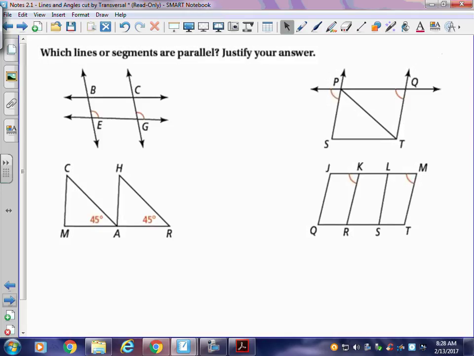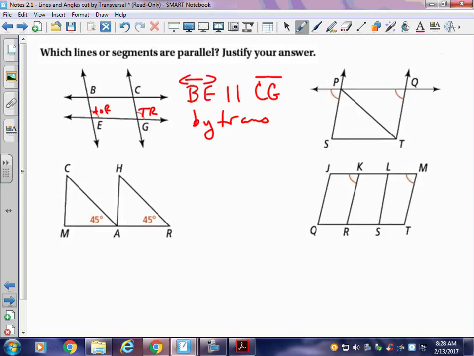Which lines or segments are parallel? So we look at these positions and decide. So this is top right. So that makes them corresponding. Since they are on the transversal of EG, then the BE line is parallel to CG by the transversal EG, because they're both on EG, so that has to be the transversal that cuts across here. That's what you're doing here.